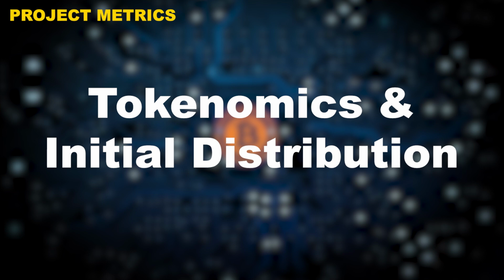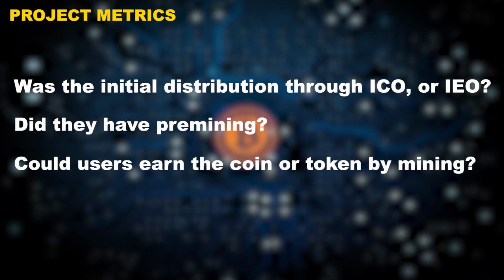And besides this, you must evaluate if the wider market will accept the value of the token or not. And also the initial distribution of the coin or token and how it's supplied is very important. Was the initial distribution through ICO or IEO? Could users earn the coin or token by mining? Did they have pre-mining? If it was distributed through ICO or IEO, it must be mentioned in the white paper how much is kept for the founders and the team and how much will be available to the public.